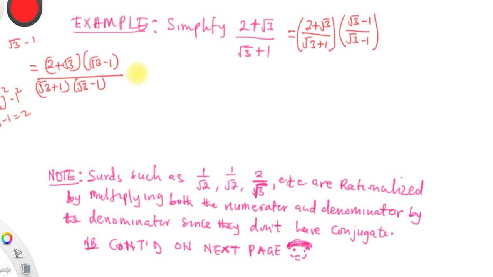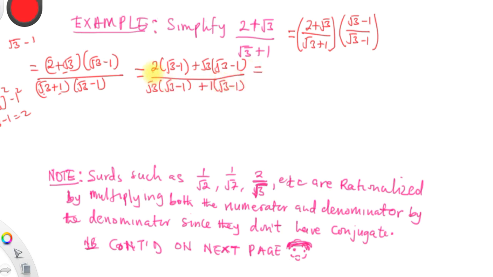So let us continue. In the numerator, go and multiply the whole thing. So you get 2 times square root of 3 minus 1, and then plus square root of 3 multiplying square root of 3 minus 1. And the denominator, what do we get? We also multiply out square root of 3 minus 1, then plus the 1, go and multiply the whole thing, square root of 3 minus 1.